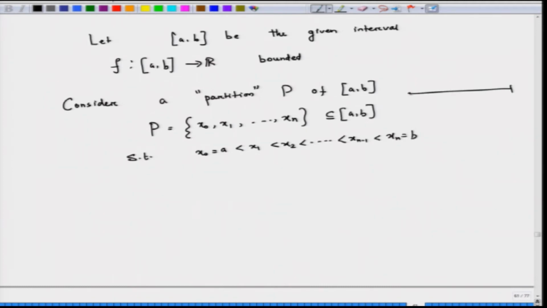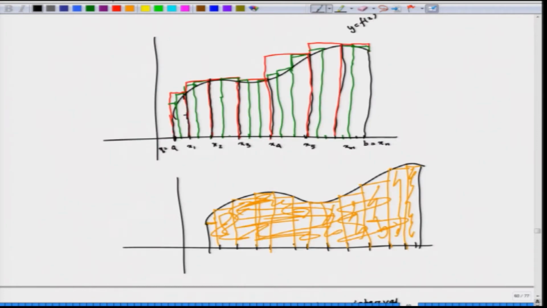That means I have A here, B here, this is our x naught, this is our x n, and this is x 1, this is x 2, this is x 3, like this. So now, in this partition, for the orange or the green, we are considering the rectangle. Suppose we look at the first rectangle, here we are considering the area. So what is this? This is f of x 1.